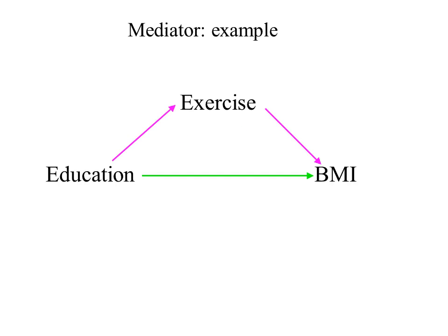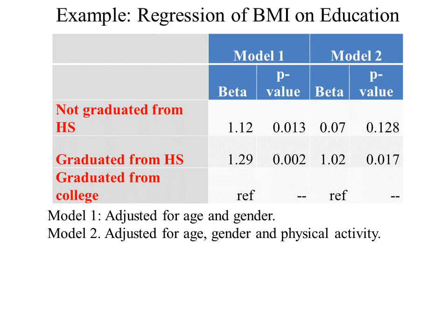Here, it is hypothesized that education raises the concern about the importance of healthy lifestyles, thus those with higher education levels tend to do more exercise, which helps them to control their body weight. In this case, exercise is considered as a mediator between education and BMI. This table shows estimated regression coefficients of education categories from 2 regression analyses of BMI. In addition to education as an independent variable, Model 1 included age and gender. Model 2 included age, gender, and physical activity.